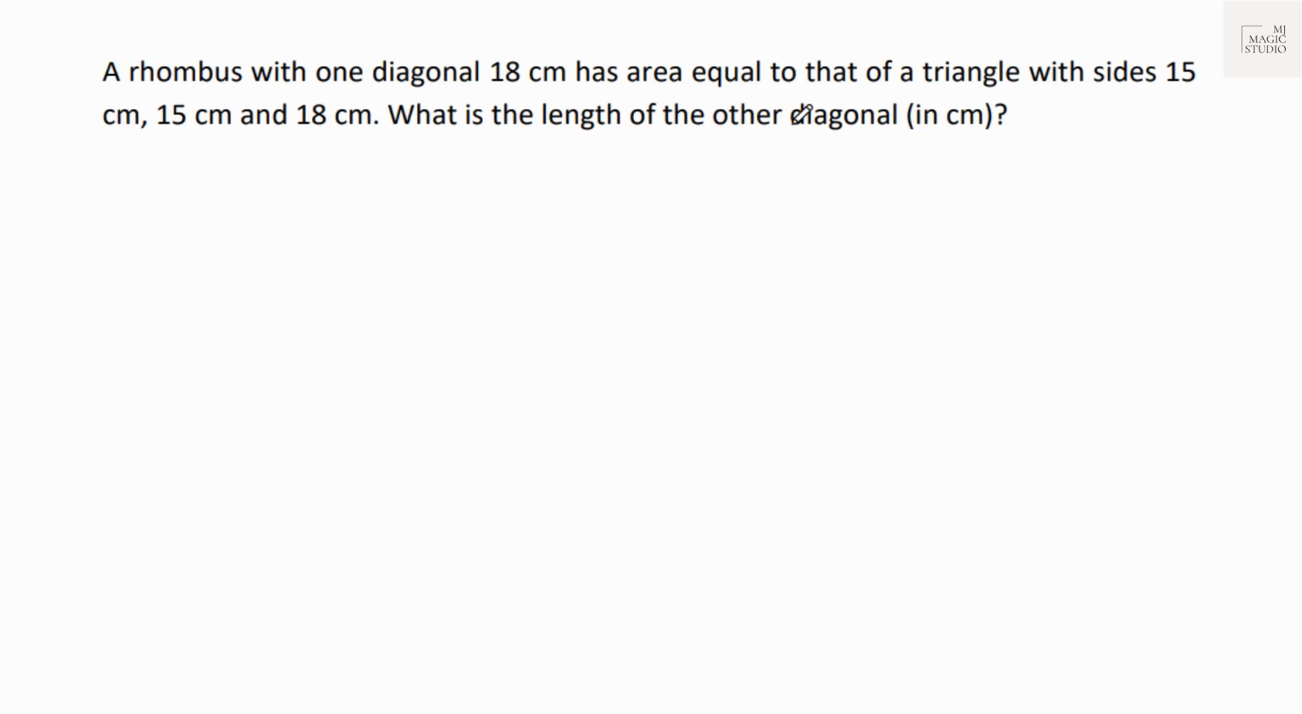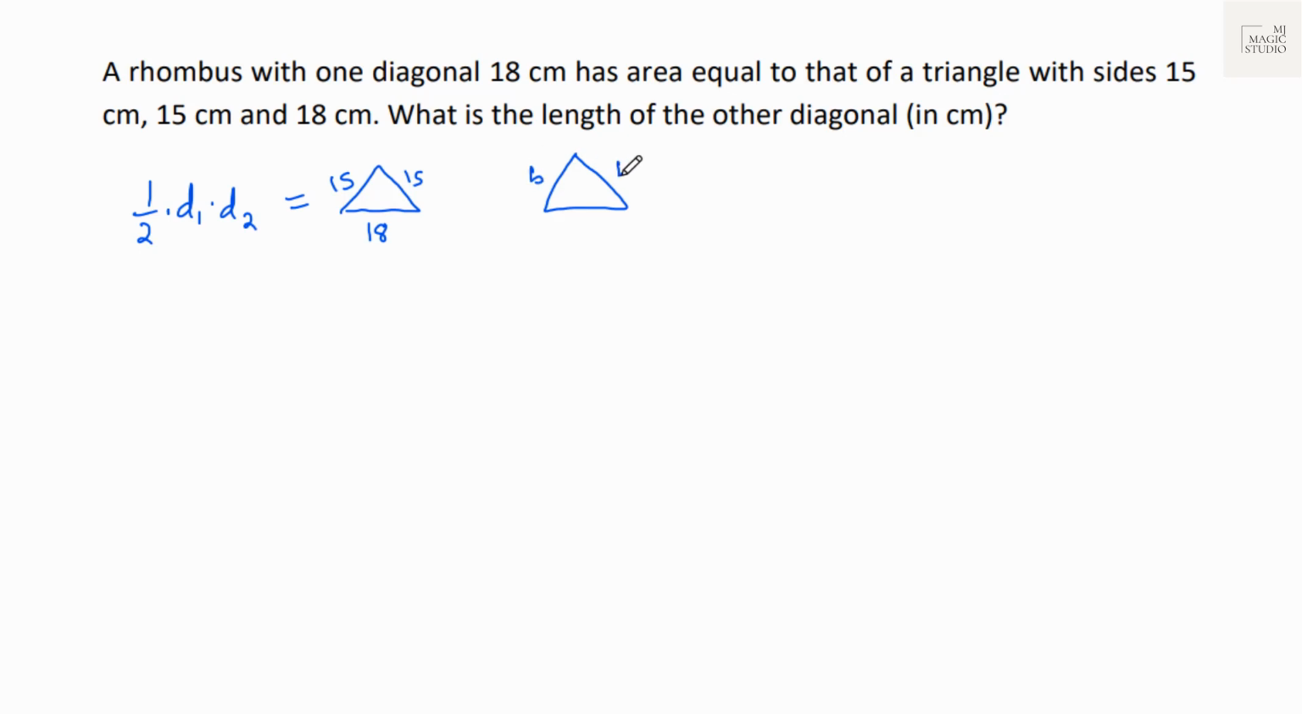A rhombus with one diagonal 18 centimeter has area equal to that of a triangle with sides 15, 15 and 18 centimeter. What is the length of the other diagonal of the rhombus? For a rhombus, area is given by half into d1 into d2. That is area of rhombus. And this is equal to area of a triangle whose two sides are 15, 15 and the third side is 18. That means it is an isosceles triangle.